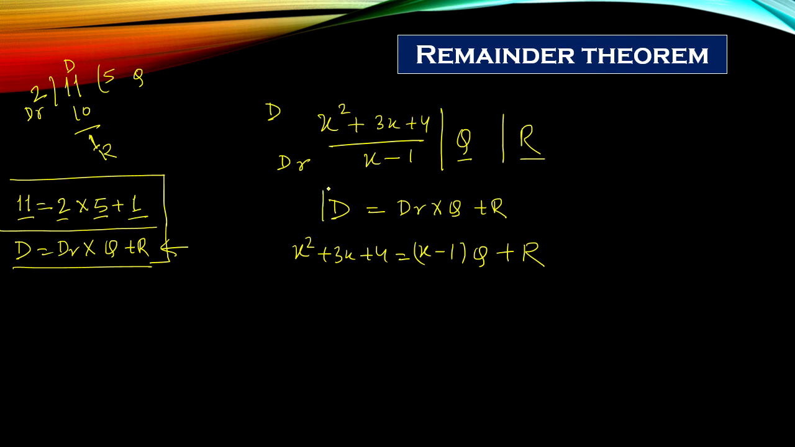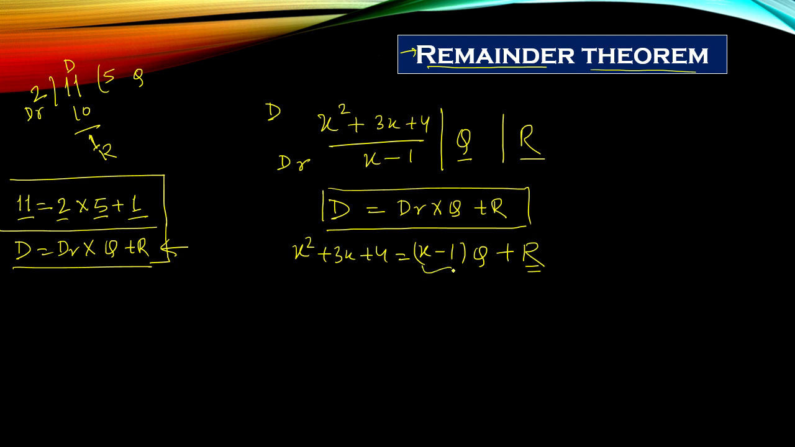So we have used this division algorithm and now we have arranged the given things. Our task is to get the remainder without any division process, and that is only the remainder theorem. Without any division, if you are able to get the remainder, that is remainder theorem. So how can we get the remainder?